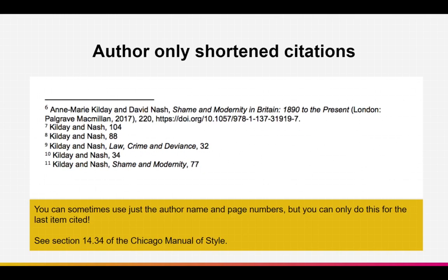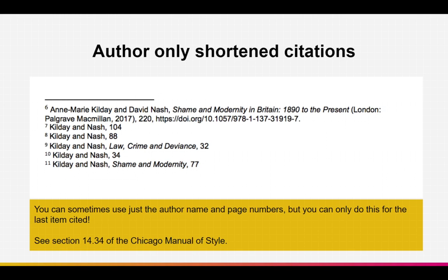Now, if you are citing a particular source multiple times in a row, you can shorten the citation even further by just including the author or authors along with the page number. This can only be done for the last item cited. If it's not, then you will need to include a fuller footnote that at least includes a shortened title. We're going to see this example here.